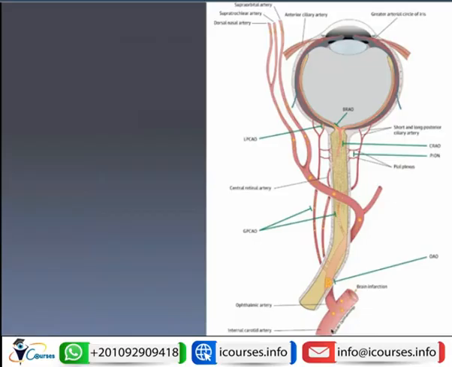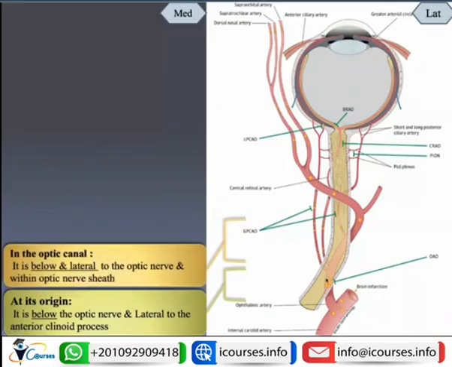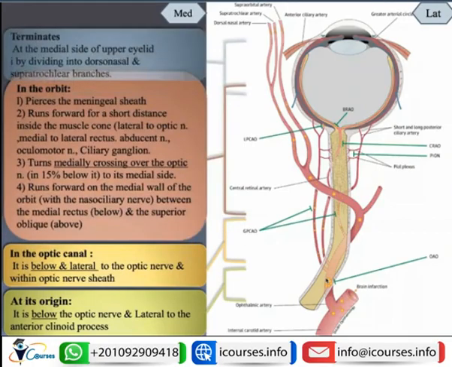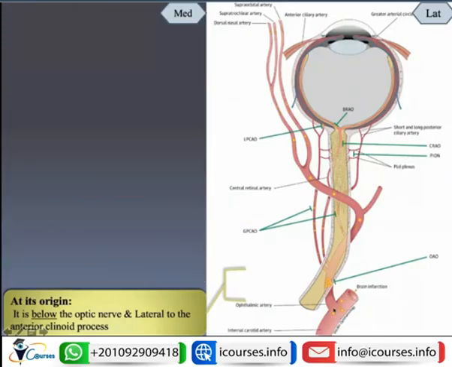This is very important to understand, because it has important relations here, so please focus with me. Here is the medial, and here is the lateral. We have the ophthalmic artery at the origin, and we have relations of the ophthalmic artery at the optic canal. Then we have relations in the orbit, and finally we have the relations of termination. So here is the internal carotid artery. It will give the ophthalmic artery.